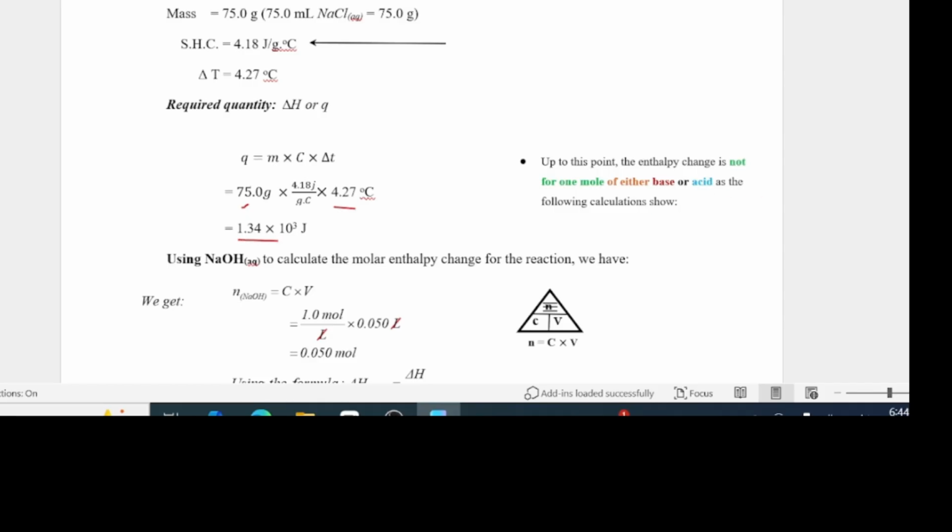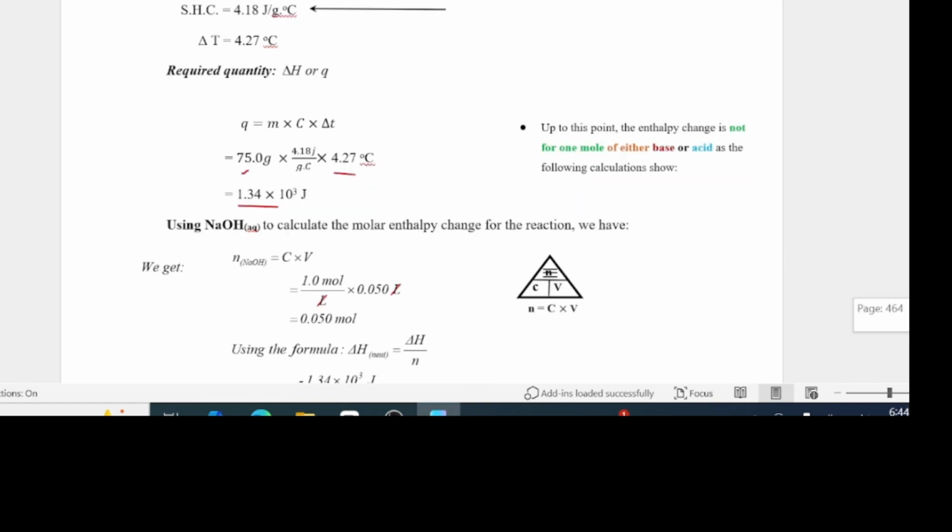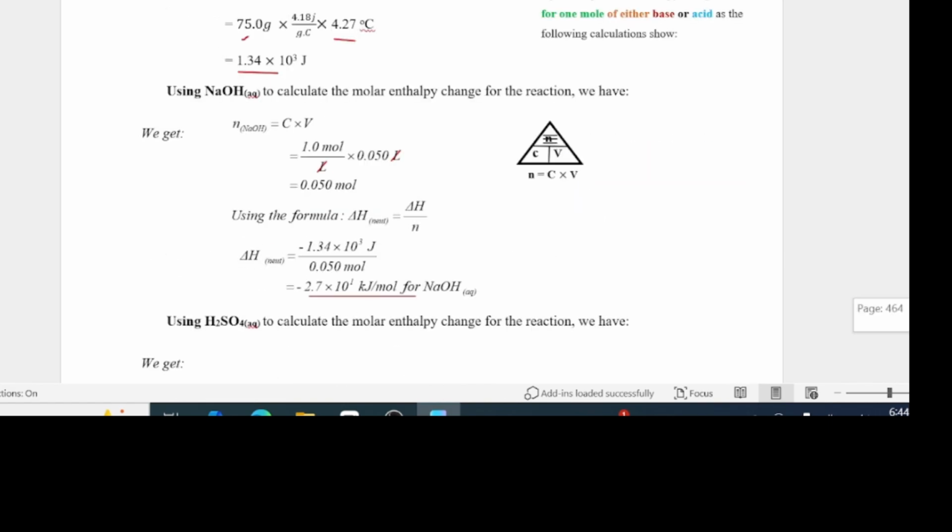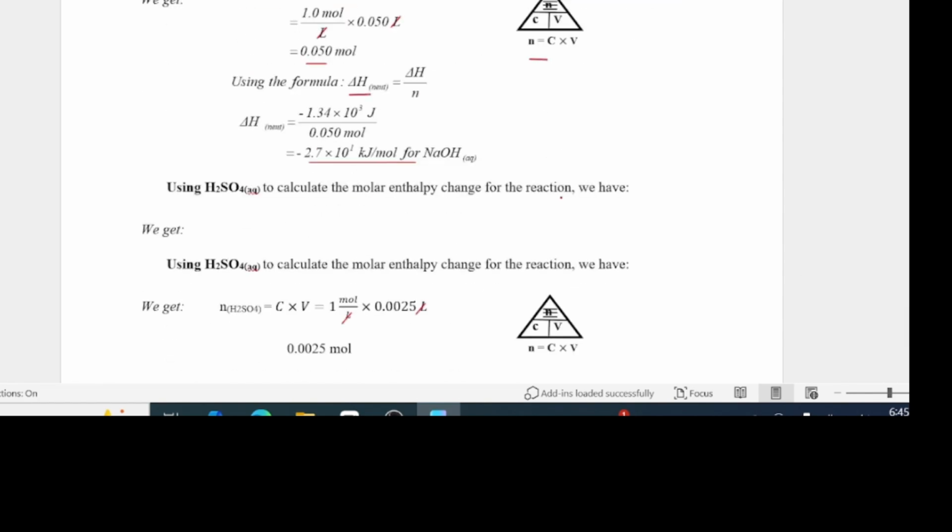So now we go about and find the number of moles of the base and the acid. So the number of moles of sodium hydroxide used, since it's a solution, we use a solution triangle here, that N is equal to C times V, and we ended up with that number of moles of sodium hydroxide. And again, finding its molar enthalpy of neutralization, we utilize this relationship here, delta H divided by number of moles, and carrying out that mathematical operation, we end up with this value here.